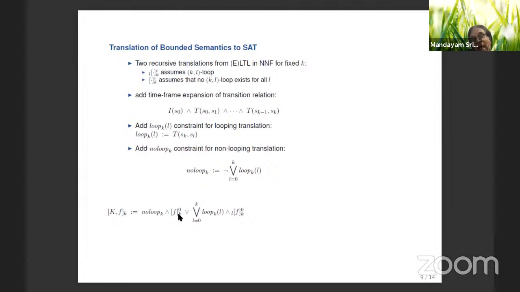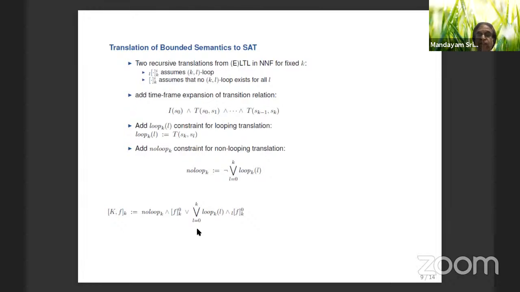Therefore, the answer is still imprecise because, for that particular path, it depends on whether it is looping or not. But even if it is looping, and it is not true, that doesn't mean that there is not a larger K that can show the existence of a satisfying path for the infinite path. So in that sense, in general, this is always imprecise.